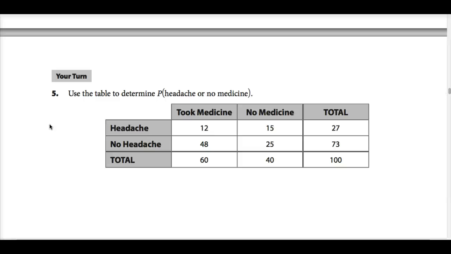And it says use the table to determine the probability of somebody having a headache or having no medicine. Okay, so here's the part that says no medicine, and then the person has a headache. So I want you to think about this. All the people who have a headache, and then you also have to add all the people who didn't take medicine. But obviously there's something overlapping, right? So I'm guessing that you'll have to take that out.